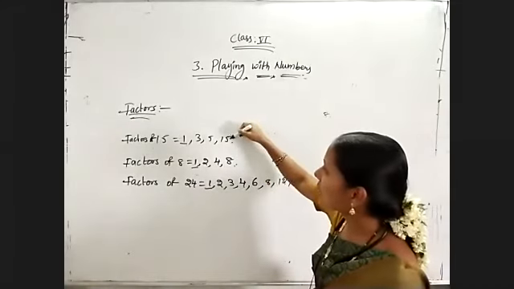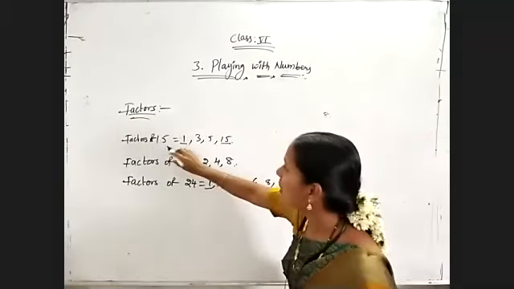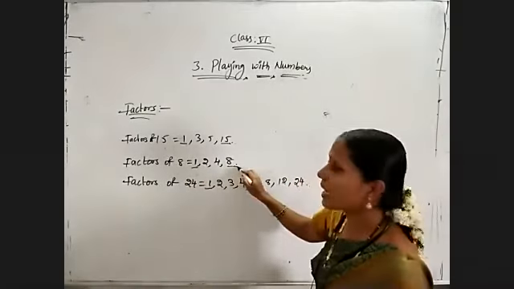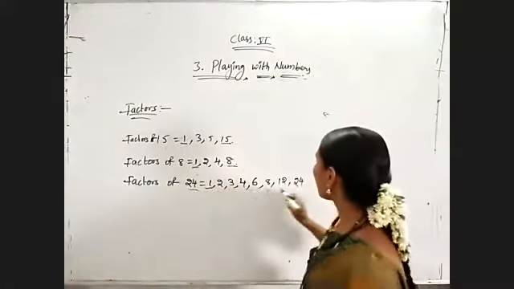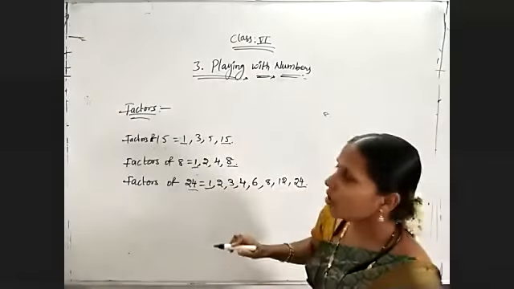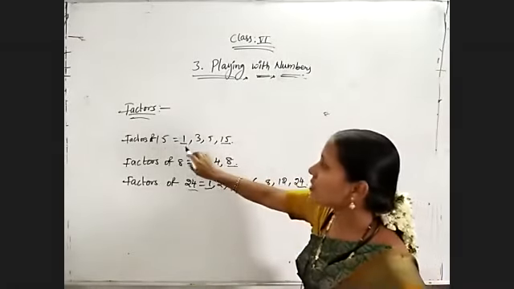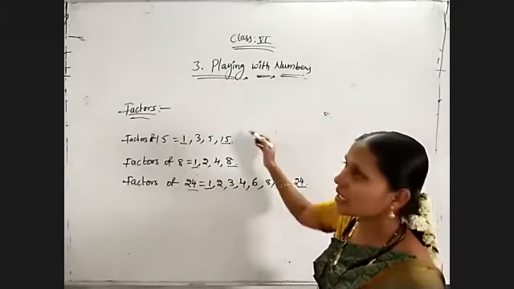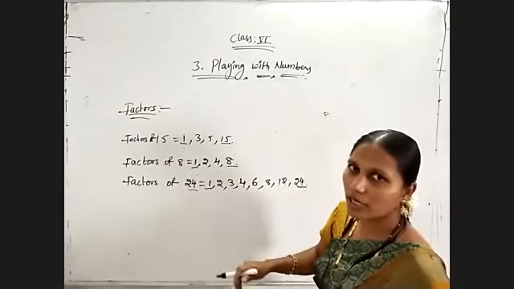And observe the last factor for 15: 15 only is the highest factor. For 8, 8 is the highest factor. For 24, 24 is the highest factor. So factors are countable, the smallest factor is 1 for every number, and the greatest factor is that number itself. Okay.